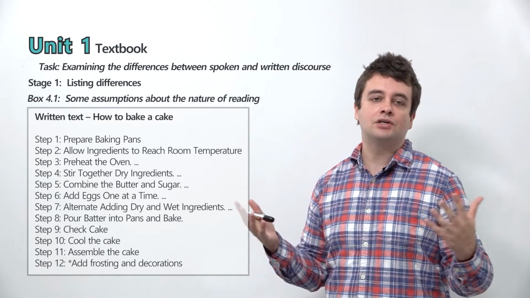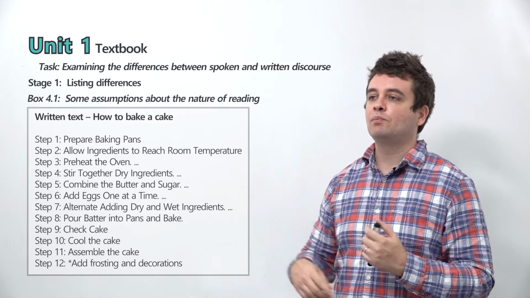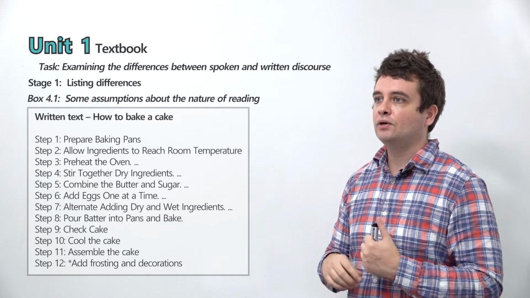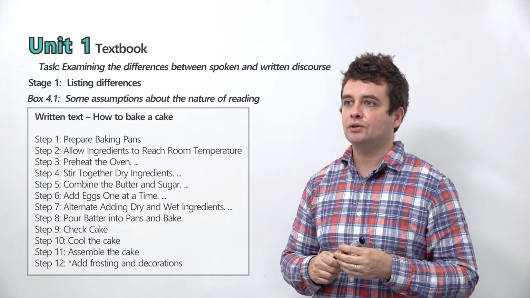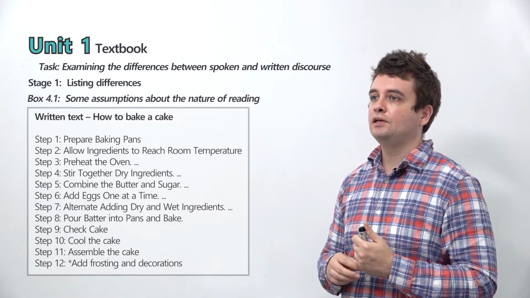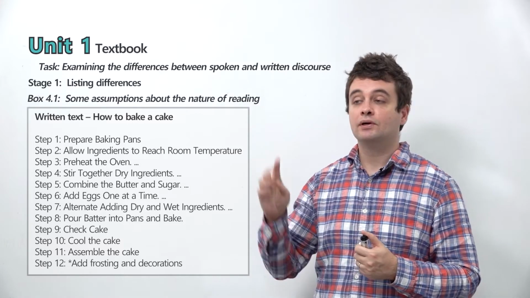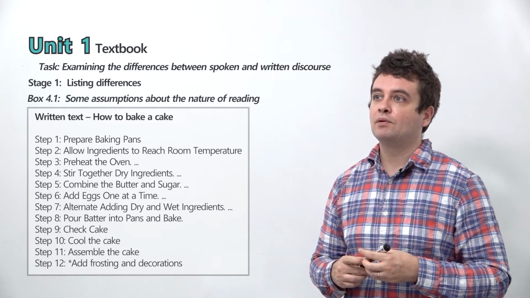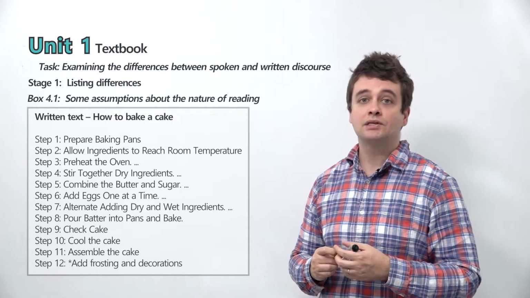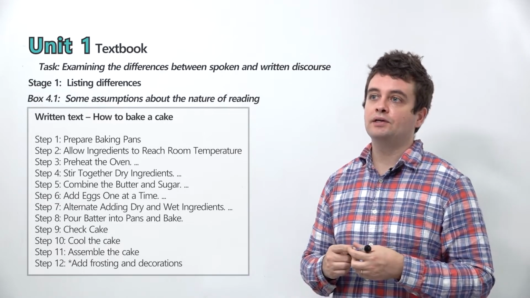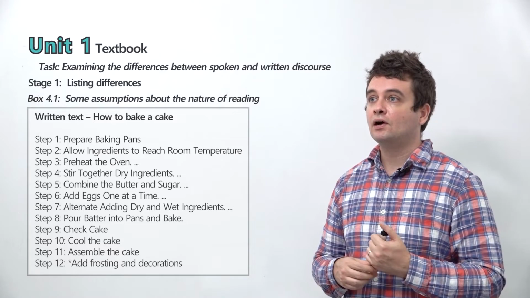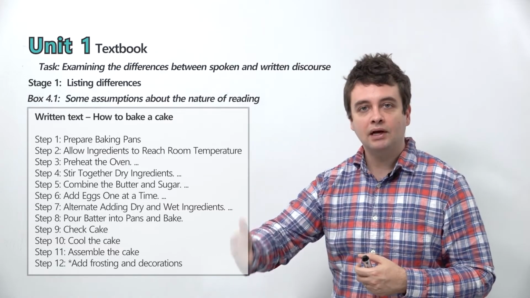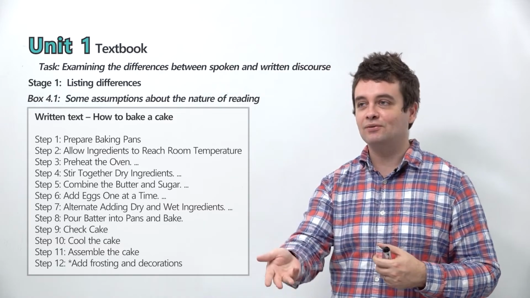It seems like it's just instructions, right? So step 1, prepare baking pans. Step 2, allow ingredients to reach room temperature. Step 3, preheat the oven. Step 4, stir together dry ingredients. Step 5, combine the butter and sugar. Step 6, add eggs one at a time. Step 7, alternate adding dry and wet ingredients. And so on, right? You guys can read through the rest here.